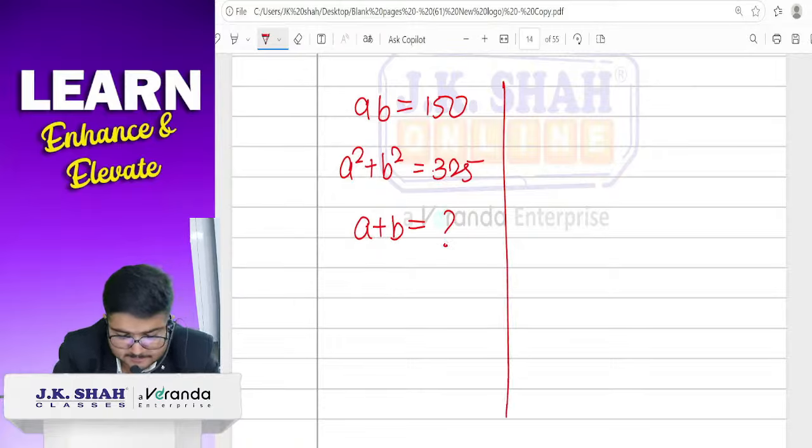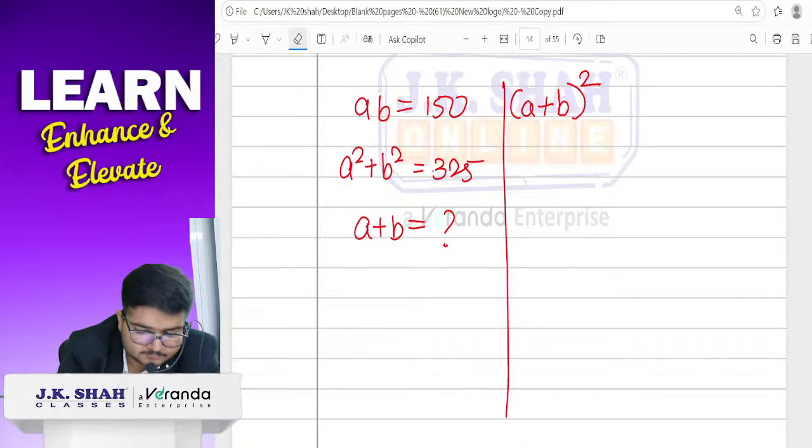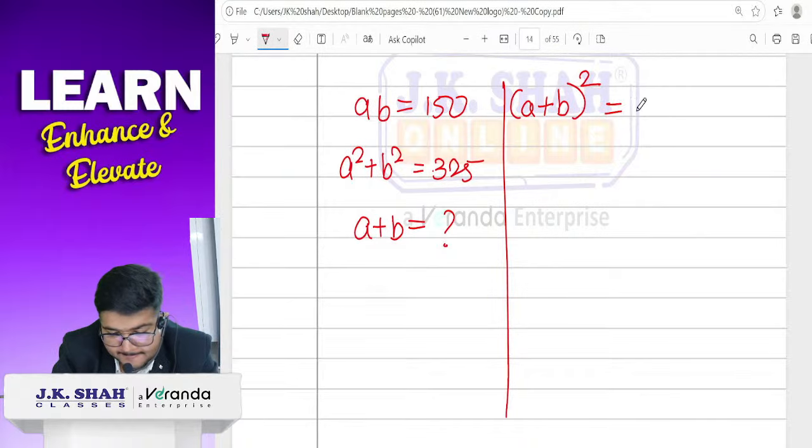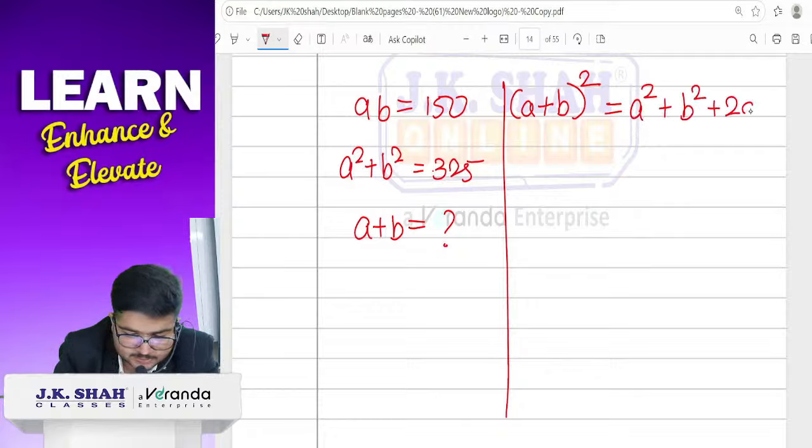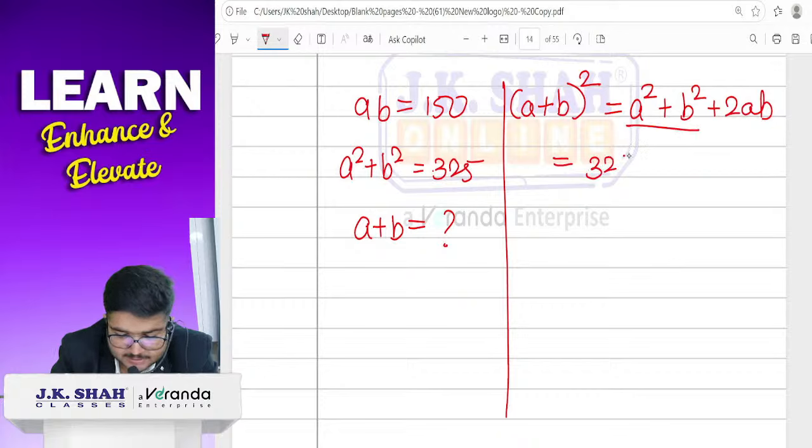Let us solve this. Now you must have learned this formula in your previous standards. A plus b the whole square equals a square plus b square plus 2ab. Now I am simply going to put the values here in the formula. What is the value of a square plus b square? It is 325. What is the value of ab?